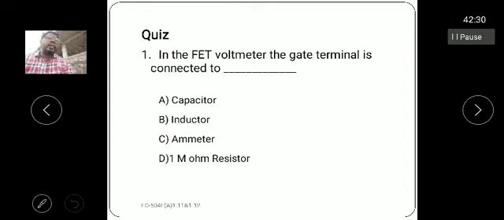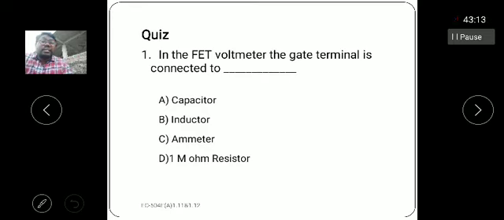If you observe the circuit diagram of the FET input voltmeter, in the FET voltmeter, the gate terminal is connected to a capacitor, inductor, ammeter, or 1 mega ohm resistor. What is your answer? Your answer is 1 mega ohm resistor. Why? Because to limit the gate current, a high resistance is connected to the gate terminal of the FET. Then only it limits the current.